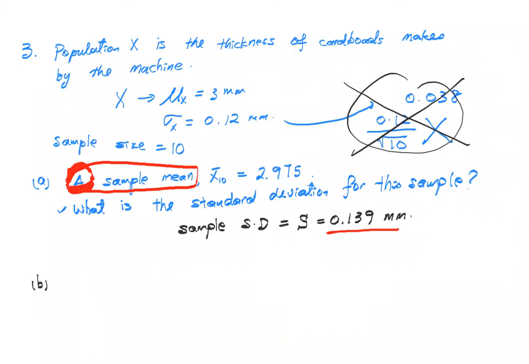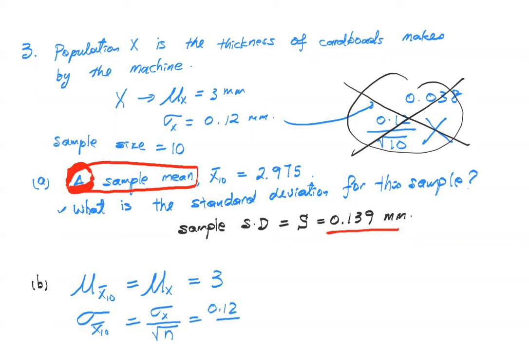Okay, so all the important things I pointed out to you. So for part B, the mean of the sample mean distribution is equal to the population mean, so equal to 3. The standard deviation of the sample mean distribution, not a particular sample, is equal to the standard deviation of the population divided by square root of n. So this will be 0.12 divided by square root of 10. That is 0.038. Clear?